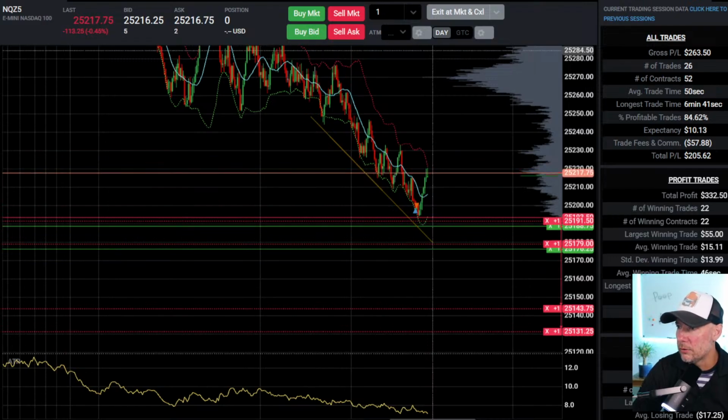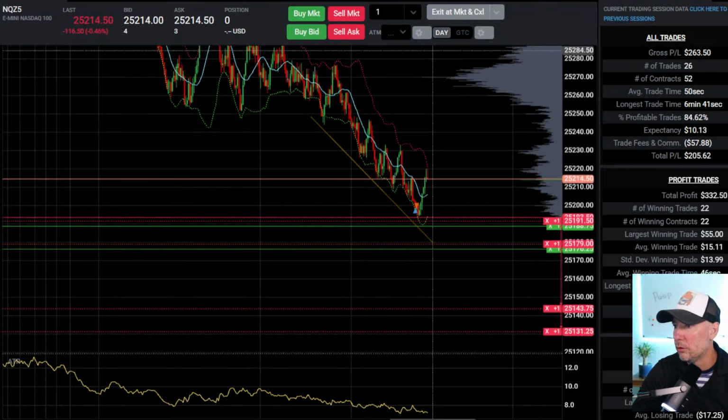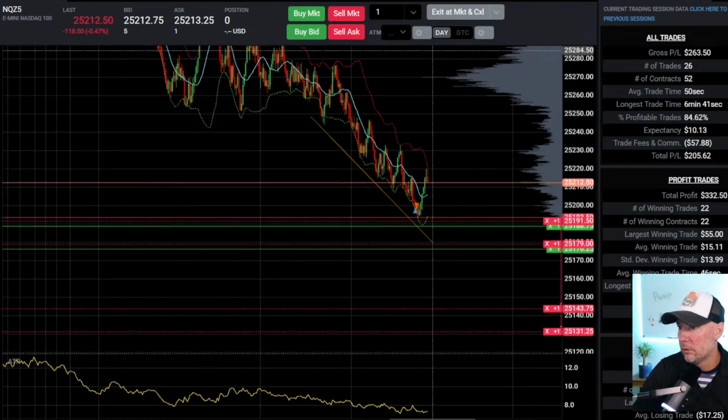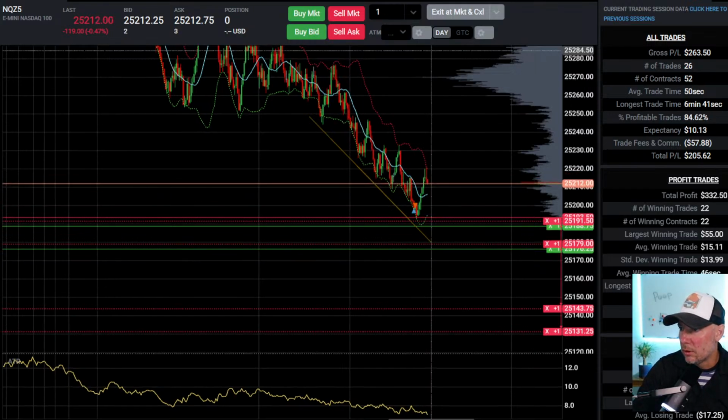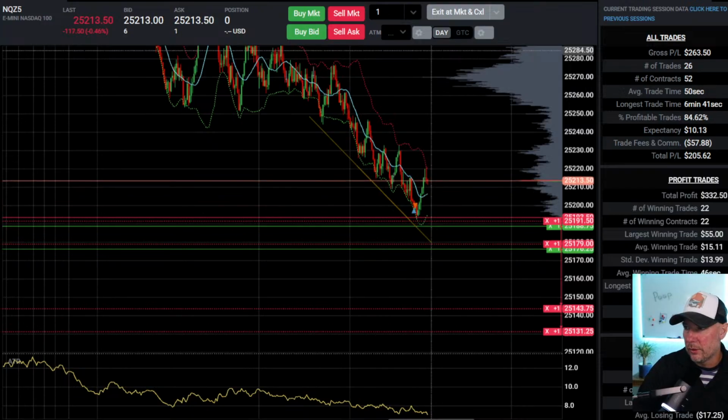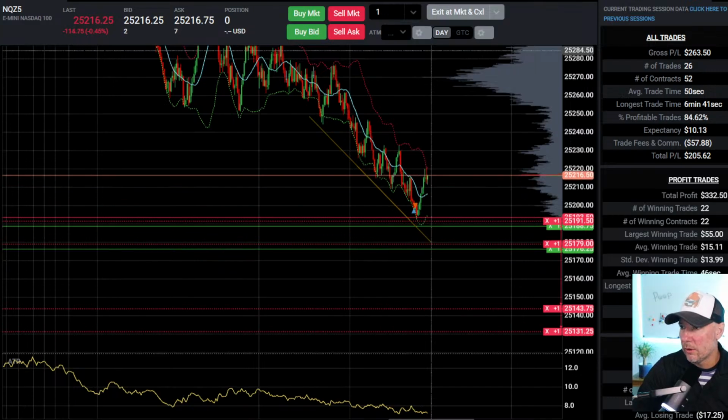I mean, I love this kind of trading. Market is selling off, but you know, there's still some kind of sanity to it, right? If you can find your way around scalping this.